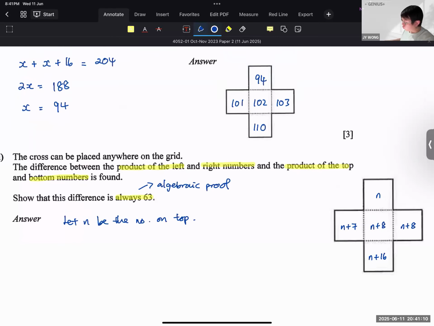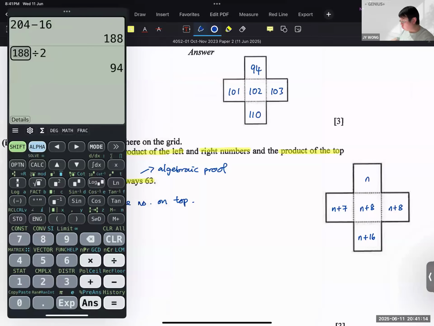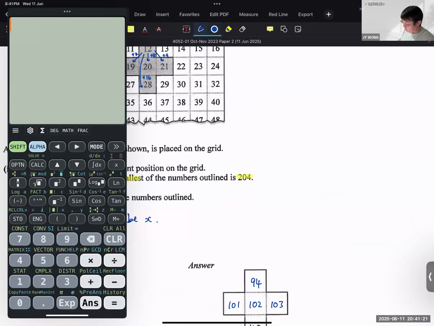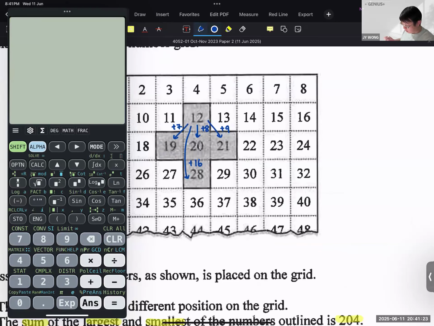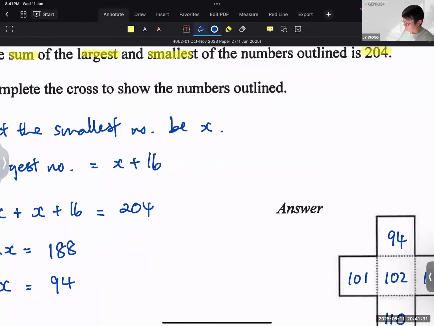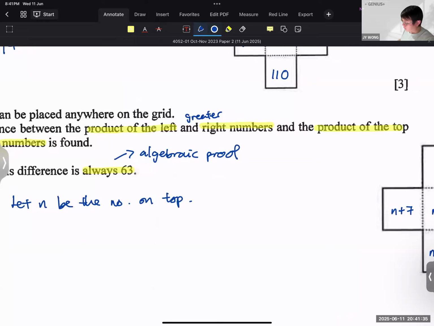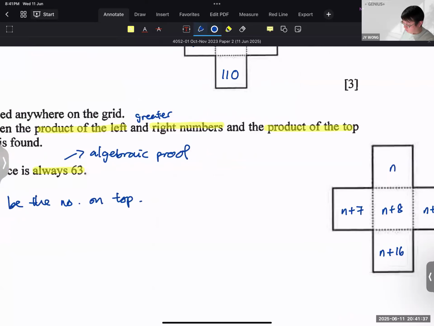Now, the one thing that you do need to establish is, while they tell you the difference is 63, you need to know which product is greater, right? How to check which product is greater? You take the value that you have at the beginning, right? So I take 12 times 28 is 336. I take 19 times 21 is 399. So left and right is greater. So that is what you must establish. This product here is greater, and this product here is smaller.